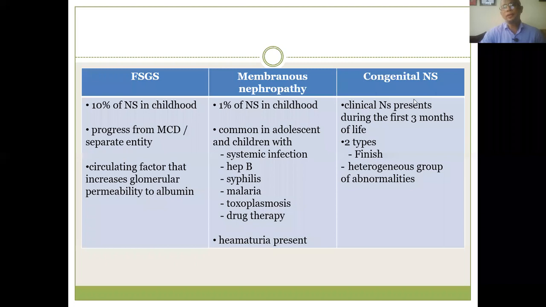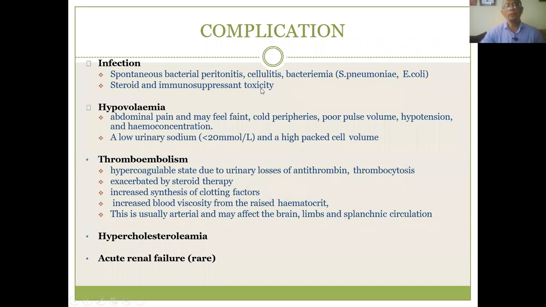In case of congenital nephrotic syndrome, clinical nephrotic syndrome presents during the first 3 months of life. Two types, one is Finnish type and another is a heterogeneous group of abnormalities. So these four are the most common primary causes, that is minimal change disease, focal segmental glomerulosclerosis, membranous nephropathy, and congenital nephrotic syndrome. Now, what are the complications that can occur in nephrotic syndrome?